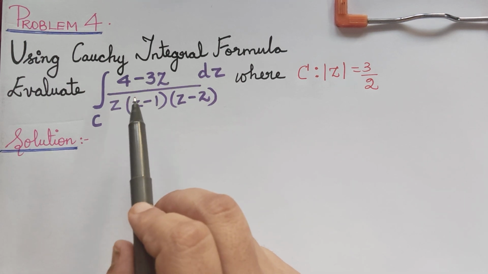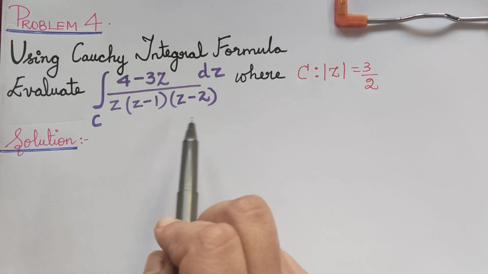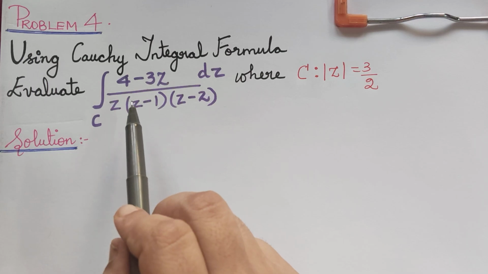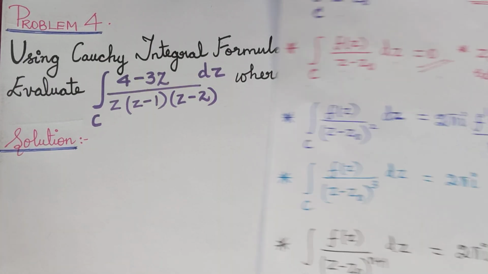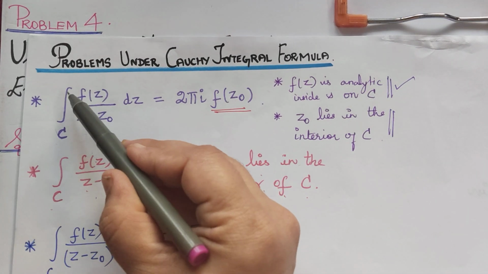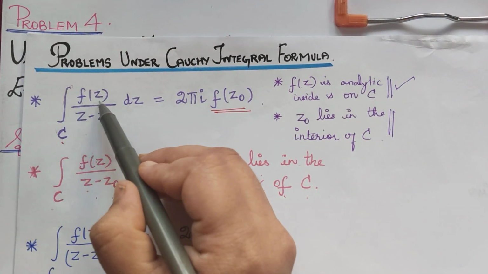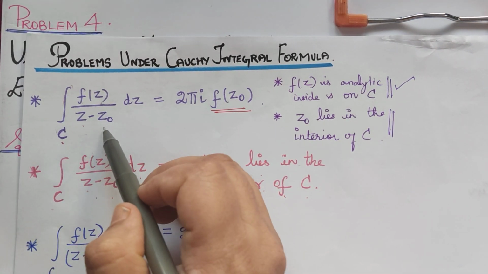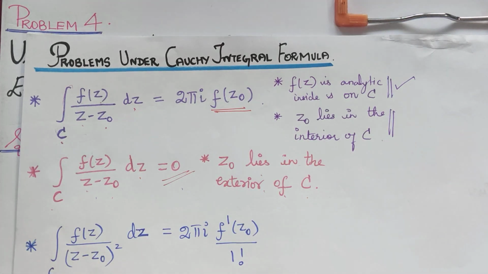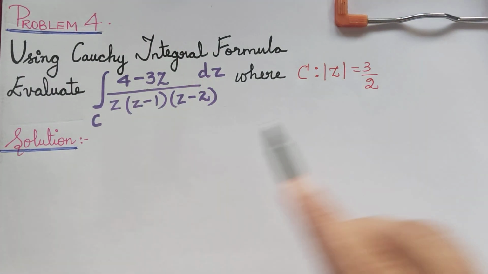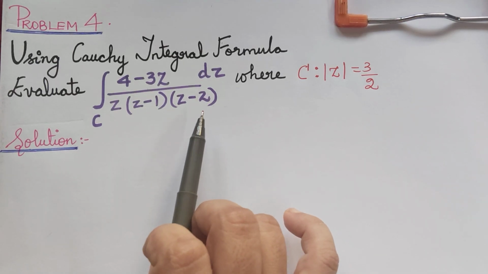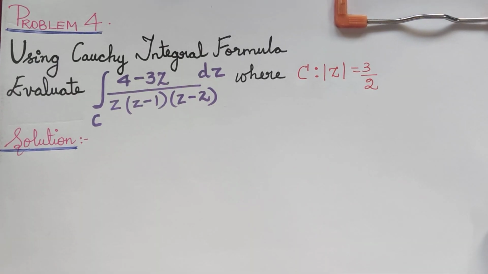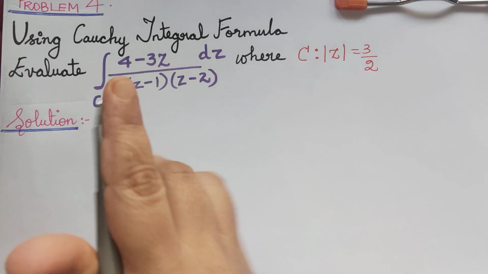For that, first of all, we have to rewrite this given integral in the form where we can apply the Cauchy integral formula. That is, we have to rewrite it in the form integral over C of f of z by z minus z naught dz. Now since we have a product of three terms in the denominator, we have to split it by using partial fractions. So let us first split the denominator by using partial fractions.